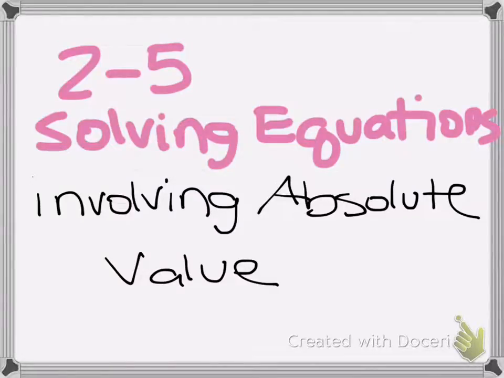Today we're going to look at lesson 2.5, which is solving equations involving absolute value. If you remember, absolute value is basically the distance between a number and 0 on the number line. So you can have a distance of 4 units for the number -4, but you can also have a distance of 4 units for the number +4 if you're thinking about a number line. So absolute value is considered always positive because it's measuring distance, not telling me a number.